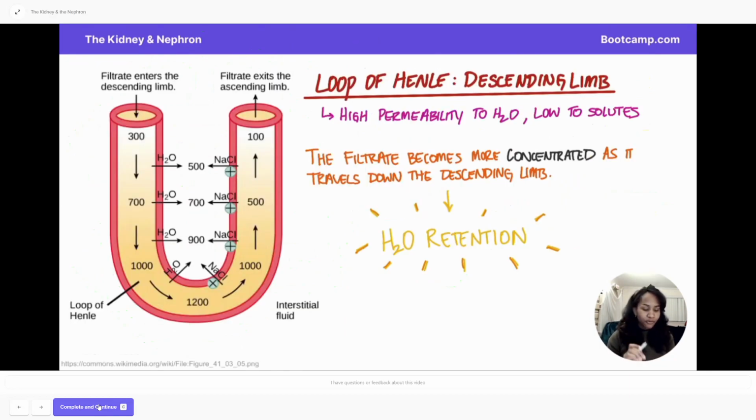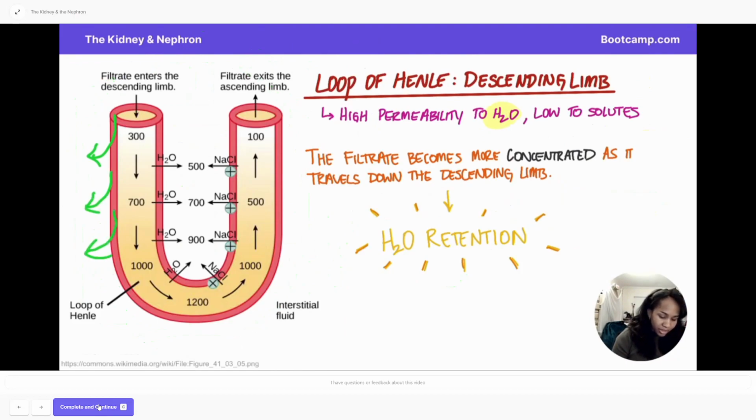Zooming in even further, we can now see this U-shaped structure, which is going to be the loop of Henle. And particularly, we're going to talk about the descending limb in this slide. So the descending limb is going to have a high permeability to water and a low permeability to solutes. By solutes, we mean salts. Anything that is dissolved in water is going to be a solute, making water the solvent. This part of the nephron has a very high permeability to water, and what this means is that as the filtrate enters, water is going to be wicked away back into the blood.